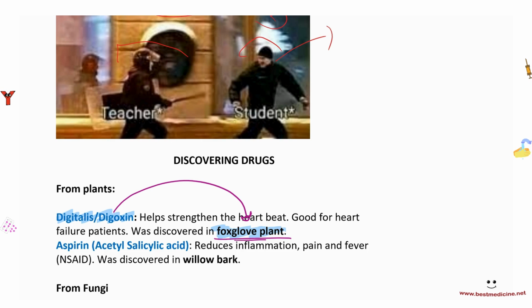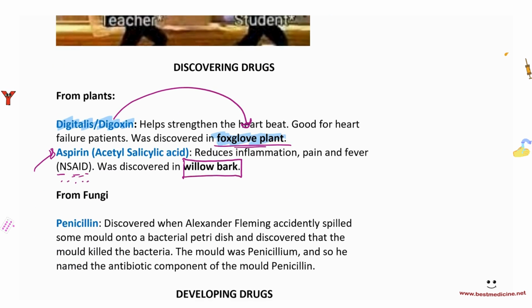Aspirin is a non-steroidal anti-inflammatory medication. Anti-inflammatory means it decreases inflammation, which means it decreases pain and swelling and fever. And so aspirin, being a non-steroidal anti-inflammatory drug, was discovered in willow bark. The bark of the willow trees. So these two were discovered from plants.